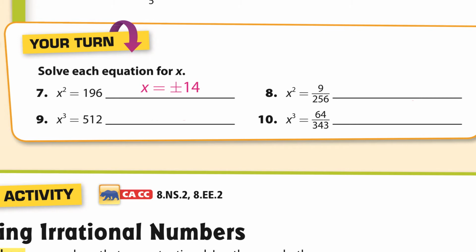Number 8, what times itself is 9? Well, I could tell you this, you do them separately. We need to know the square root of 9 and the square root of 256. You do them separately. 3 times 3 is 9. And I think 16 times 16 is 256. Let's find out.